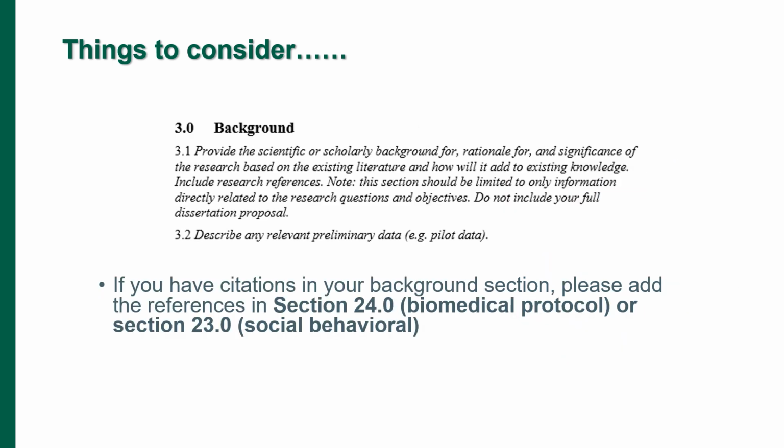Now let's go to section 3.0, background. This section is where you will add relevant background information about your study. Now remember, you are the expert. You need to bring us up to speed. And this section allows you to add information so that the board and IRB can understand how you developed your research. Now, if you have citations in the background section, please add them in the reference section, 24.0 in biomedical and 23.0 in social behavioral. Add it to those sections. Don't add your references here, add it there.